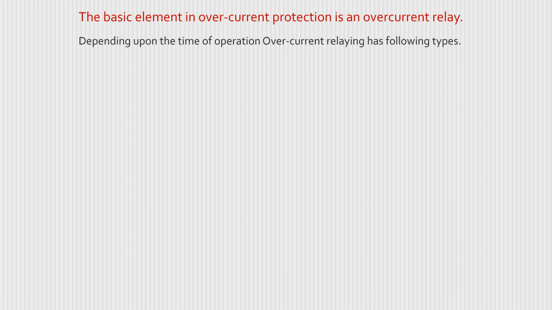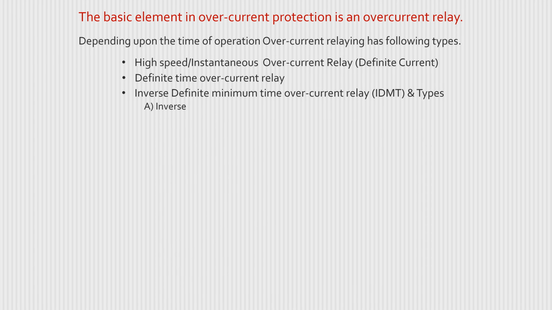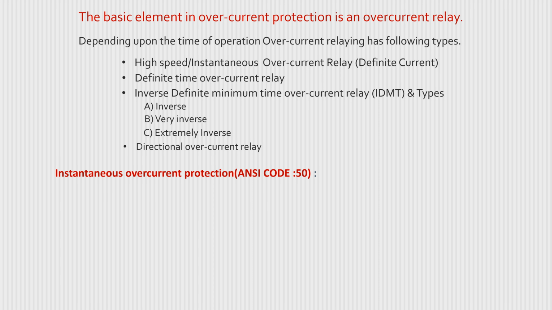Depending upon the time of operation, overcurrent relaying has the following types: high speed or instantaneous overcurrent relay, definite current, definite time overcurrent relay, inverse definite minimum time overcurrent relay, IDMT, with A inverse, B very inverse, C extremely inverse, and directional overcurrent relay. Instantaneous overcurrent protection.